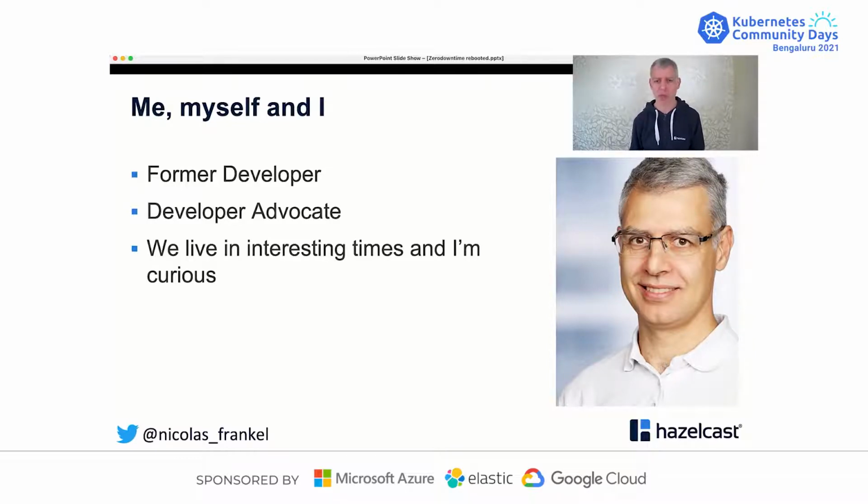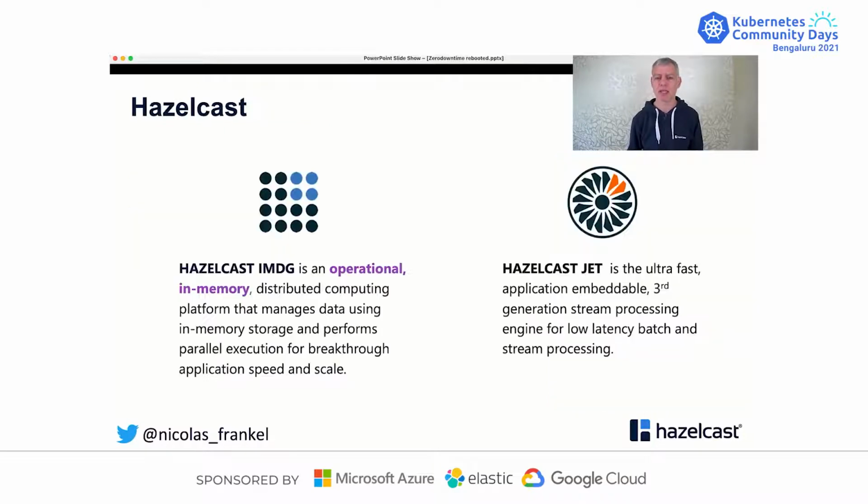I work for a company called Hazelcast. Hazelcast has two products. The first one is an in-memory data grid, and you can think about an in-memory data grid as distributed data structures. So you can shard your data, you can replicate your data across nodes in the cluster. The other one is Hazelcast Jet, an in-memory stream processing platform. I won't talk about it further because I will use them in my demo.